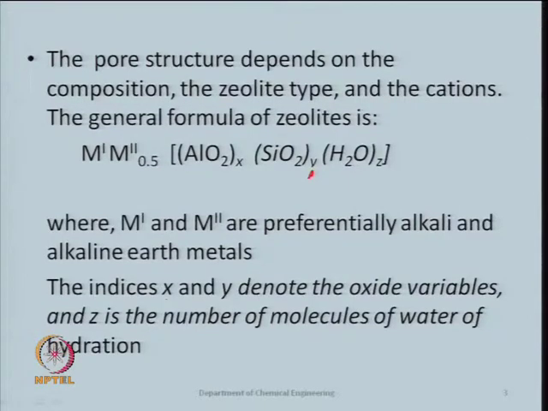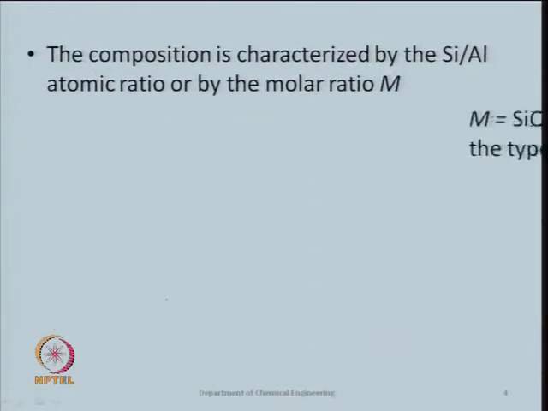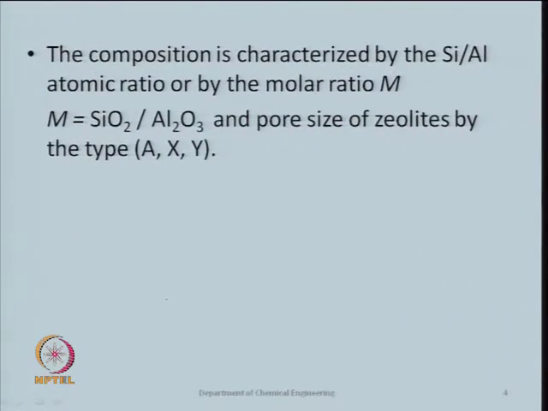Basically it provides the protons. When you heat it, water is removed at around 550 degrees centigrade and you convert the Bronsted type acidity to Lewis acid sites. So, the composition of the zeolite, as I said, depends on the silica to aluminum ratio in the framework and the pore size of the zeolite. Depending upon these two, different types of zeolites have been produced, like zeolite A, zeolite X, zeolite Y.